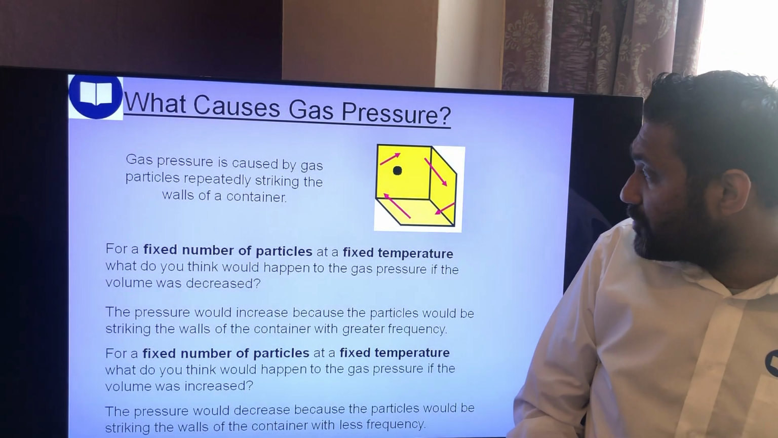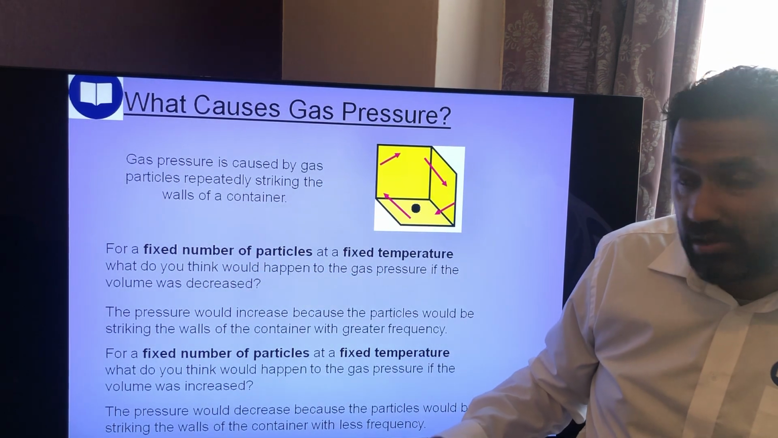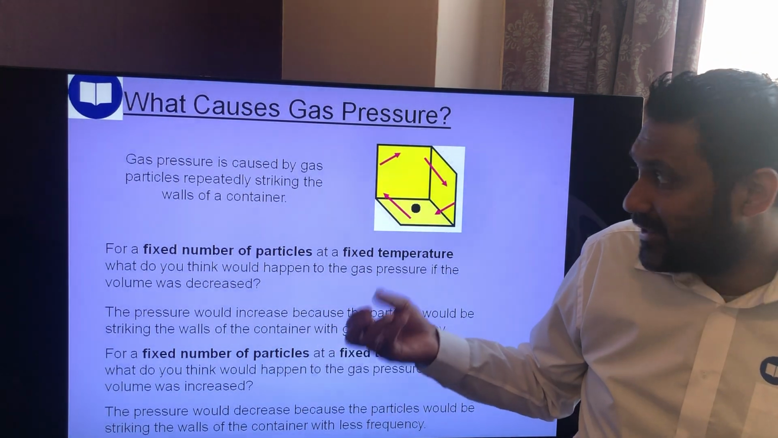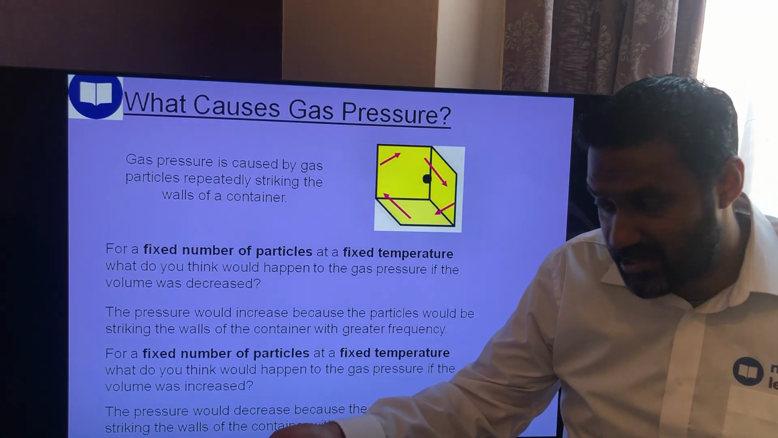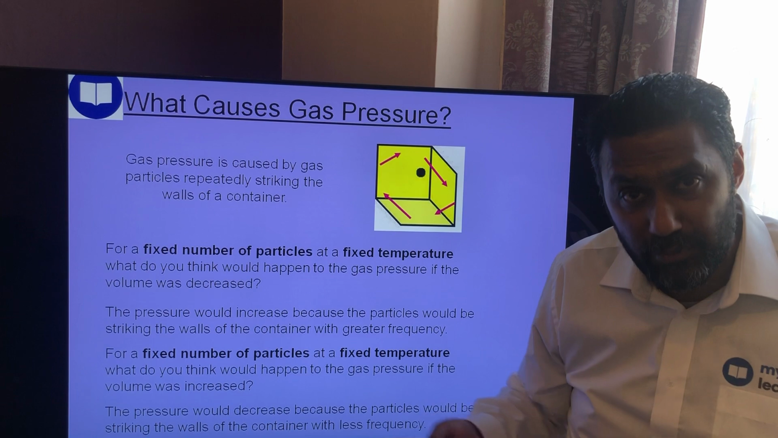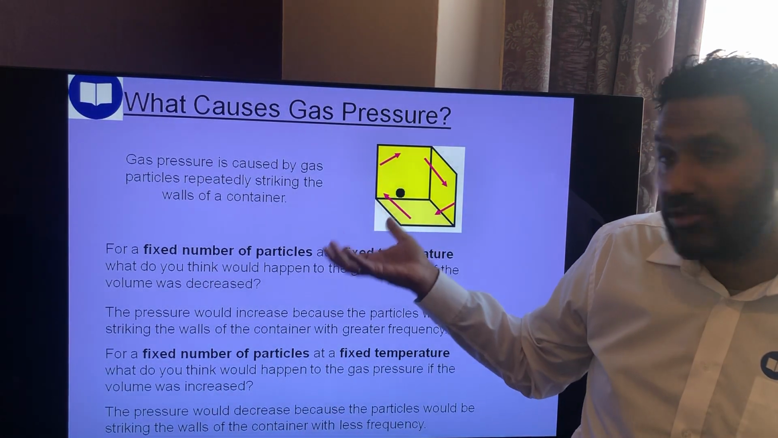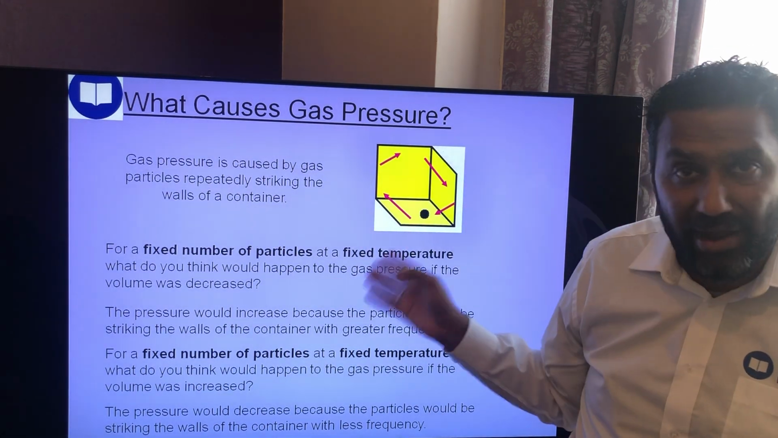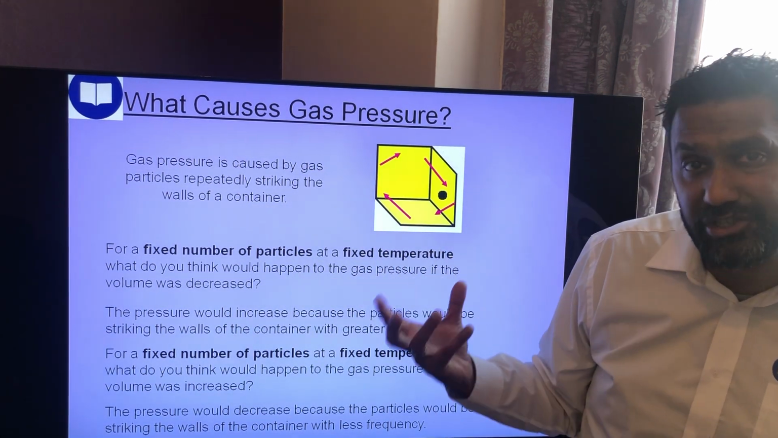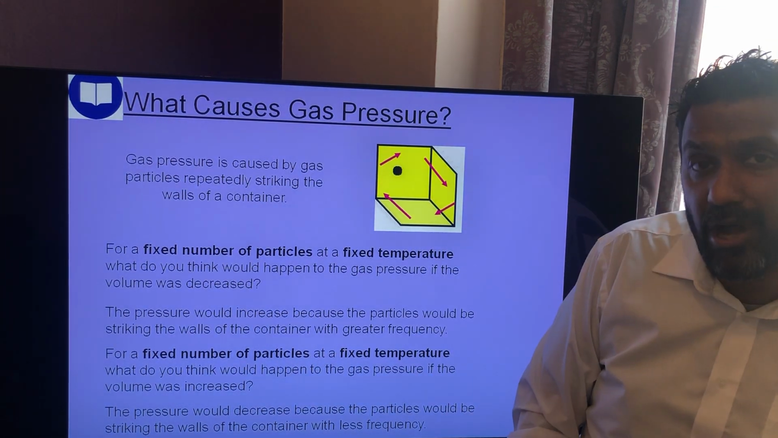Also, if you've got a fixed number of particles, if I've got a tyre and it's deflated, I want to inflate the tyre, I obviously put more particles in there. All I'm doing by inflating my tyre is putting more air into it, and that's going to increase the pressure. Why? Because I've increased the number of particles, so they're going to move around and hit those sides. There's more frequency of collisions, more probability that they're going to hit the sides. So it's to do with the number of particles too.